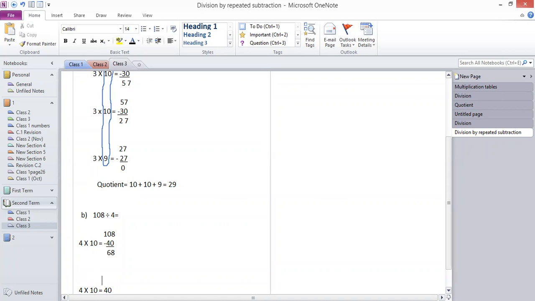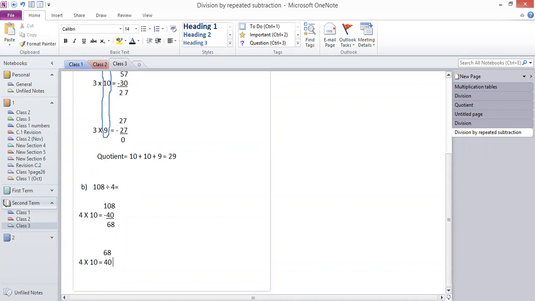Now I will subtract 40. 68 minus 40. When you subtract 40 from 68, 8 minus 0 will be 8 and 6 minus 4 will be 2. So it is now 28. So now 28 is left, guys.